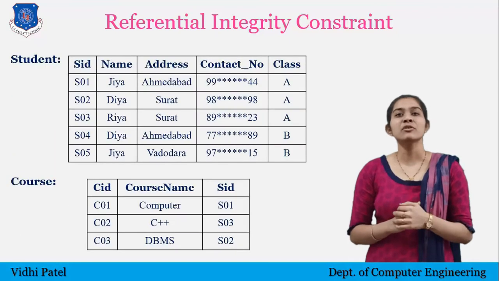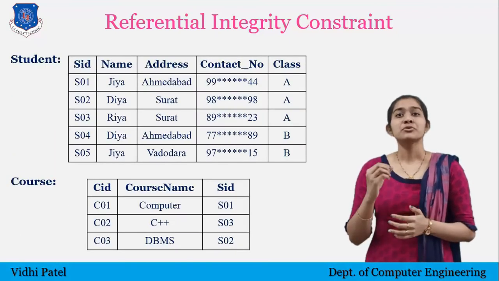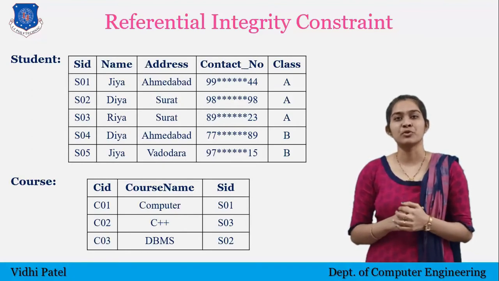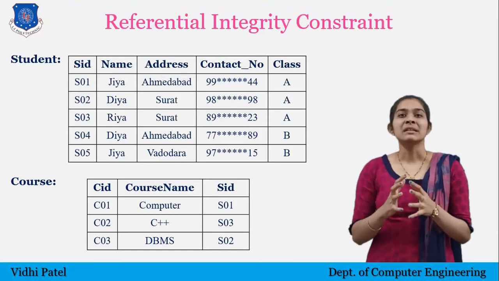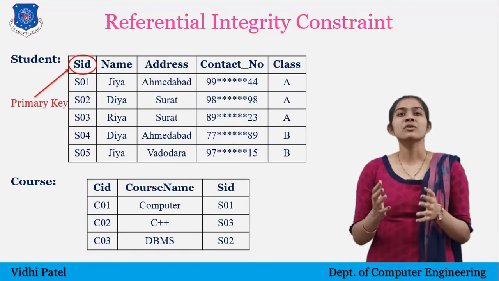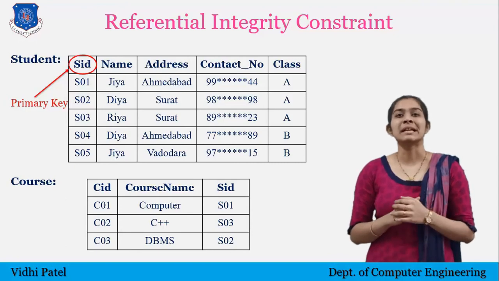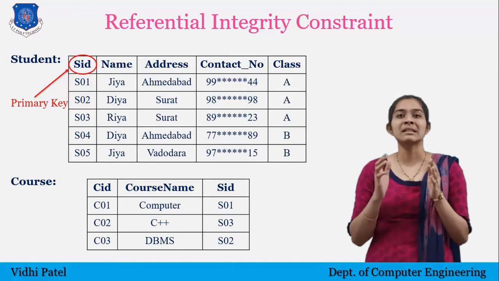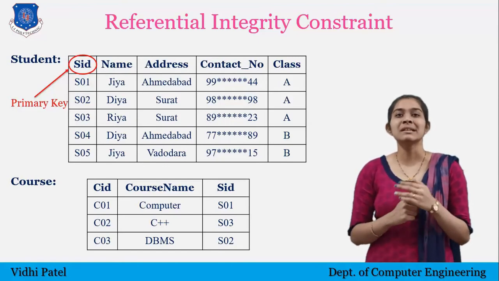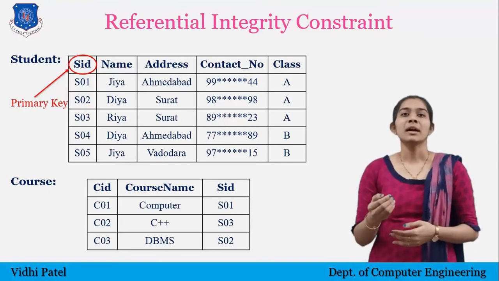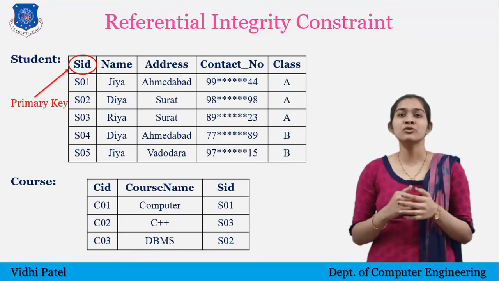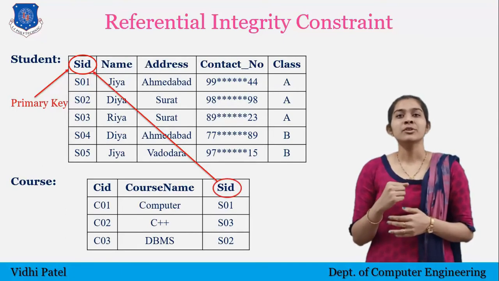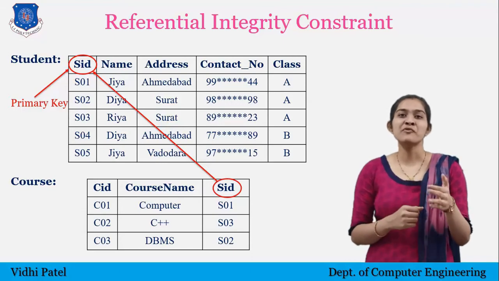Now take example of student and course relation. Student relation contains student ID, name, address, contact number and class attributes. Student ID is a primary key in the relation student, whereas relation course has a course ID, course name and student ID attributes. Here we consider that student and course relation are in the same database and the database is integrated. Now, values for attribute student ID for course relation are derived from the student relation. So, an attribute student ID in the course table is referred as a foreign key.